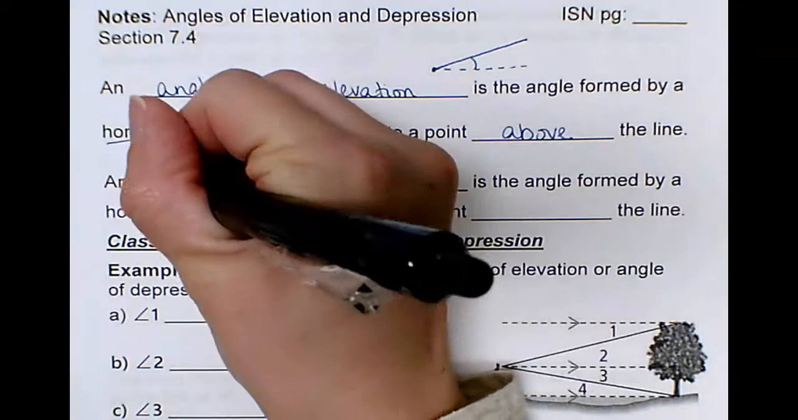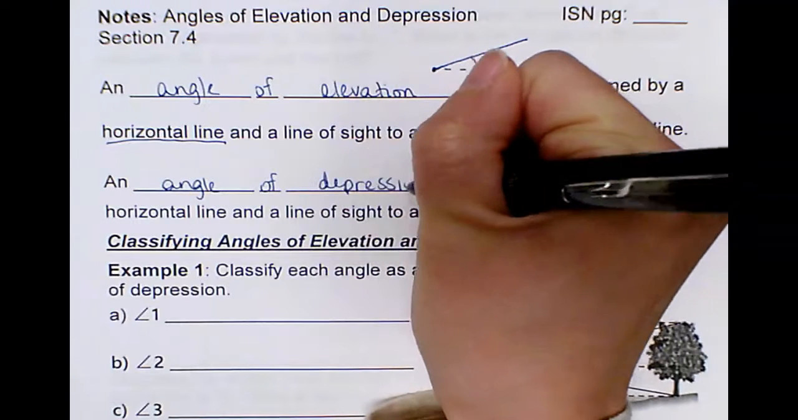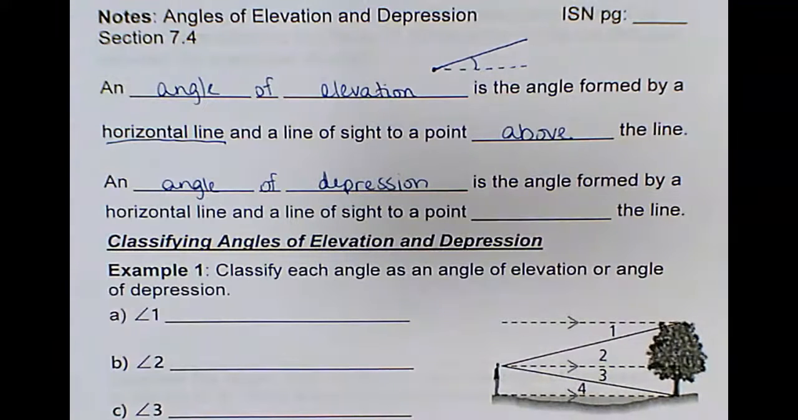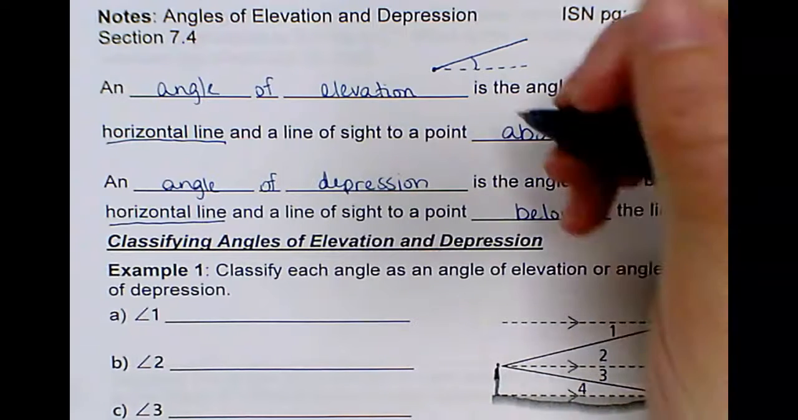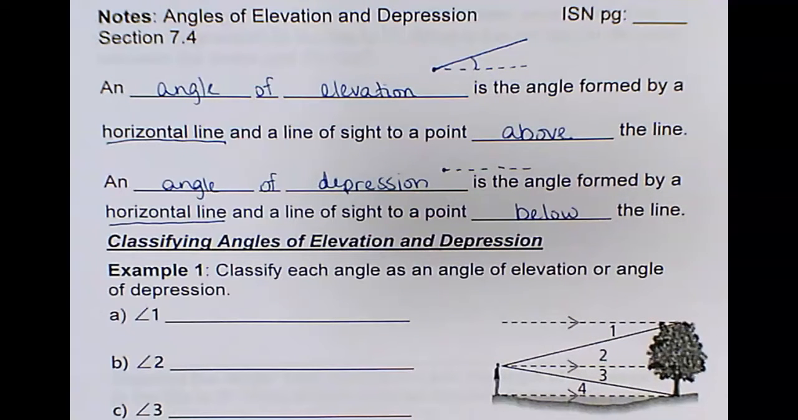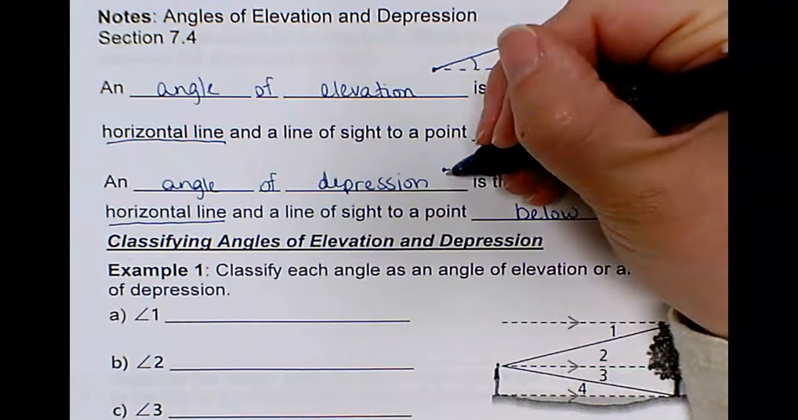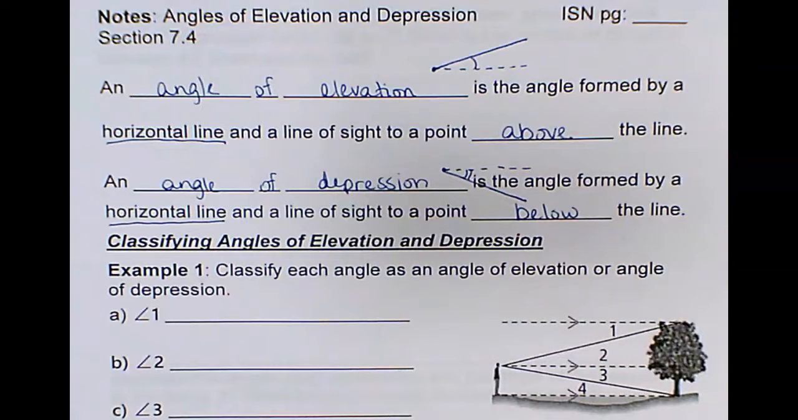Now an angle of depression is a little different. It's an angle formed again by a horizontal line and a line of sight to a point that is below the line. So again, we have somebody looking straight out horizontally, but then the angle of depression is formed by that person glancing down at something. So that's an angle of depression. An angle of elevation is created by the horizontal line and a line going above, and the angle of depression is created by a horizontal line and another line going down.